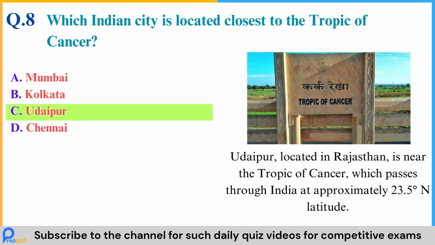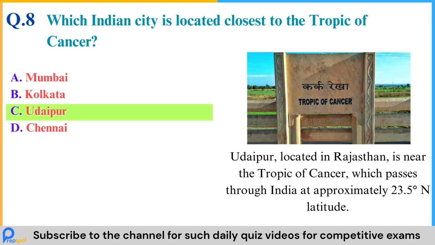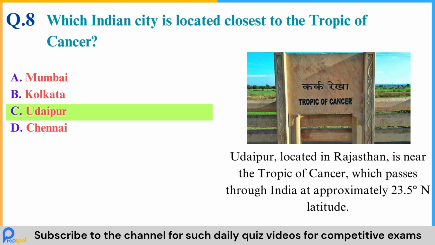Answer: C. Udaipur. Explanation: Udaipur, located in Rajasthan, is near the Tropic of Cancer, which passes through India at approximately 23.5 degrees N latitude. Question 9.